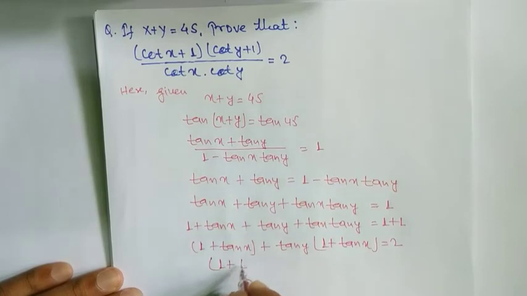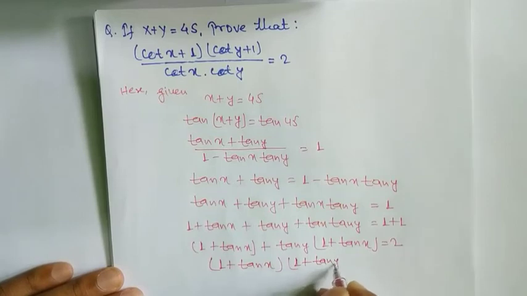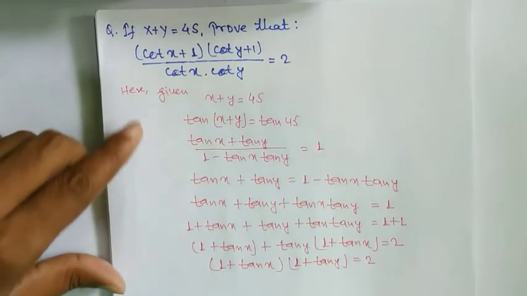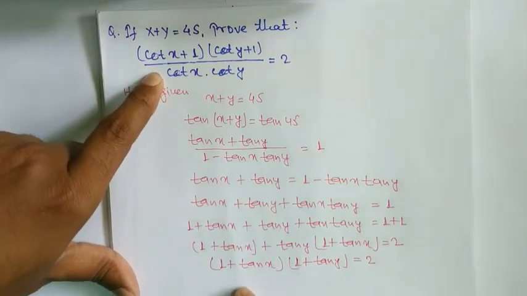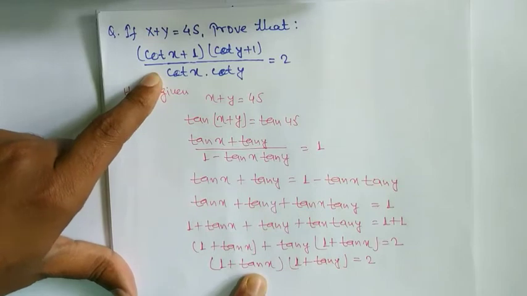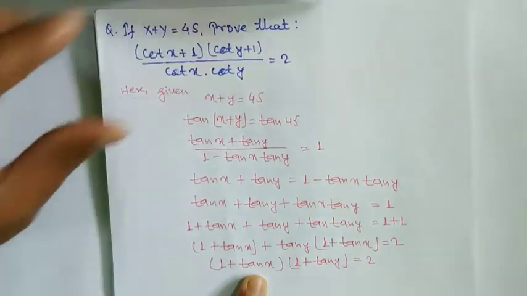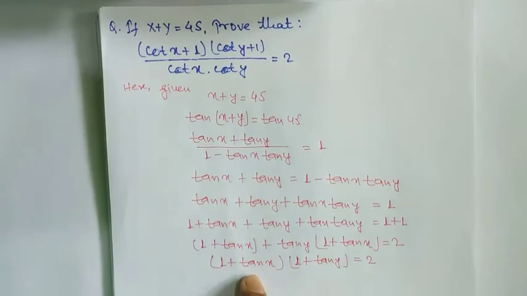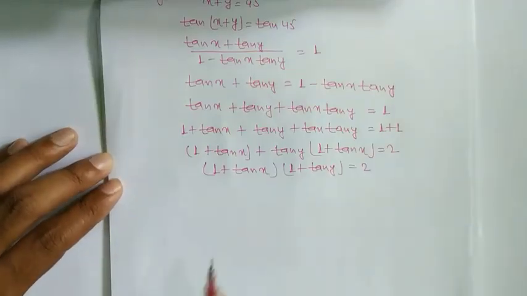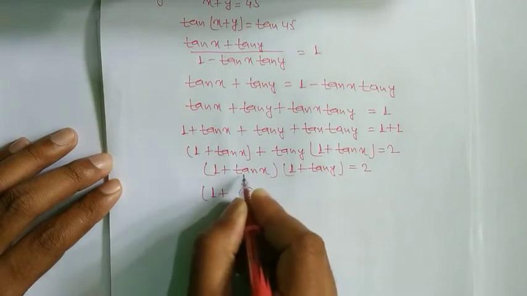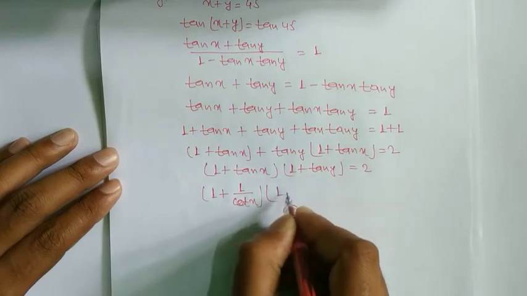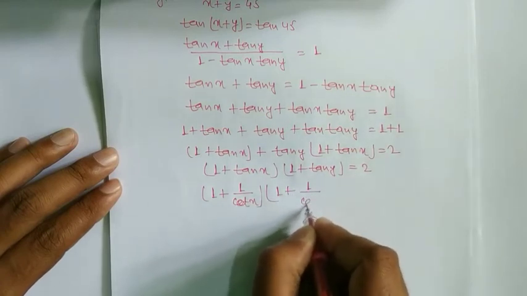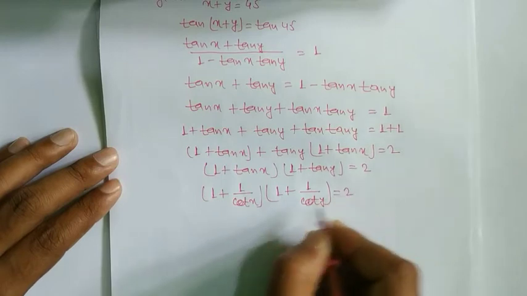Here (1 plus tan x)(1 plus tan y) is equal to 2, but we have to prove it in the form of cot, so we have to convert this tan into the form of cot. The formula for tan x is 1 by cot x. Okay, up to here. Now we have to convert this tan into the form of cot. 1 plus tan x means 1 plus 1 by cot x. 1 plus tan y means 1 plus 1 by cot y is equal to 2.